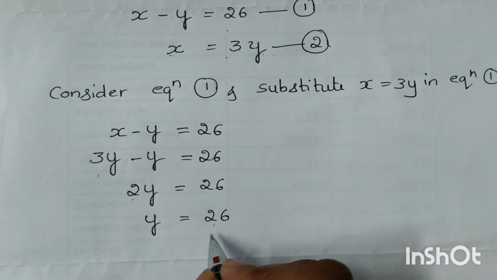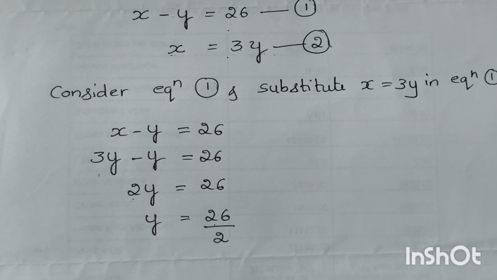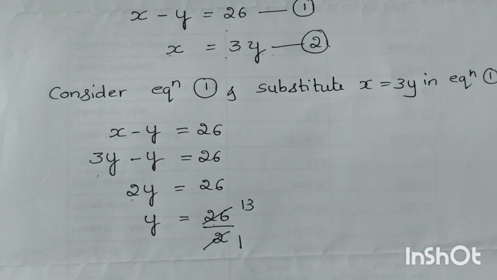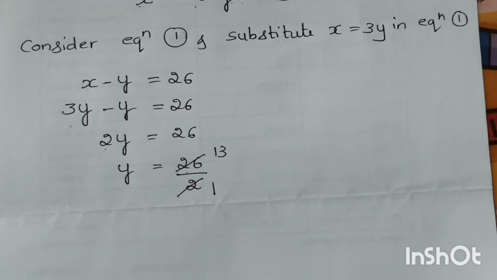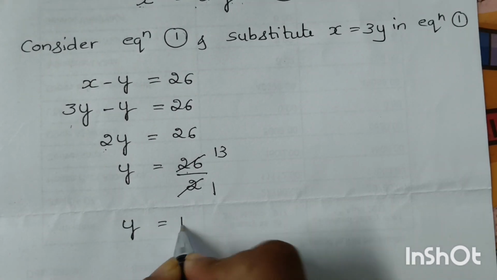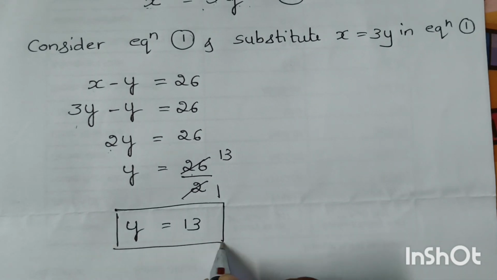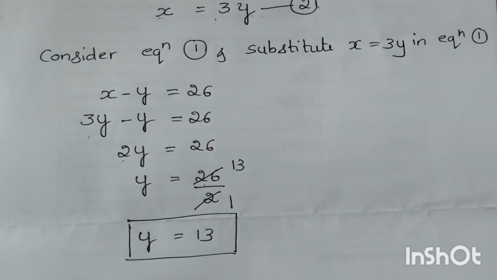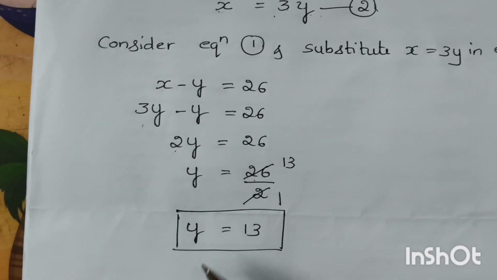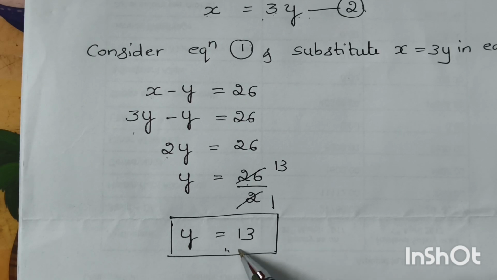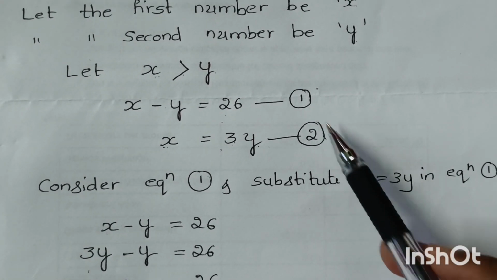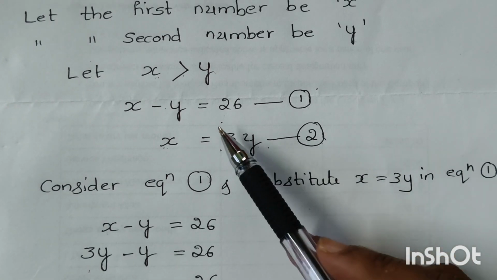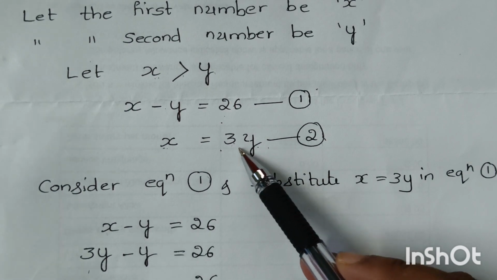y is equal to 26 by 2. This 2, when it crosses the equal to sign, becomes divided by 2. 2 ones are 2, 13 twos are 26. Right? Now we got the value of y, that is y is equal to 13. Now we have to find out the value of x. So what can we do? We can substitute the value of y, that is 13, either in equation 1 or in equation 2. You can choose any one, but here I will take x is equal to 3y.